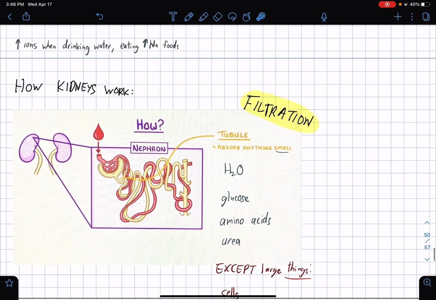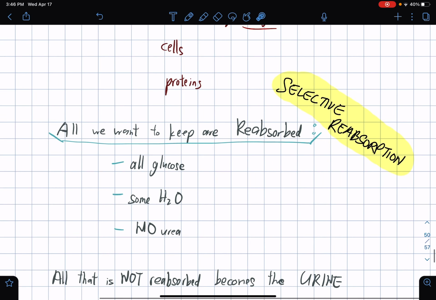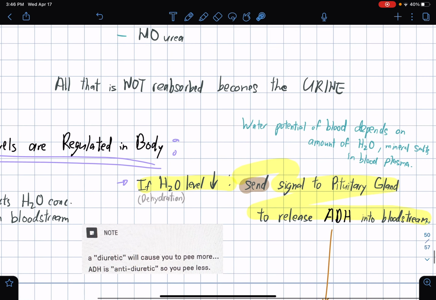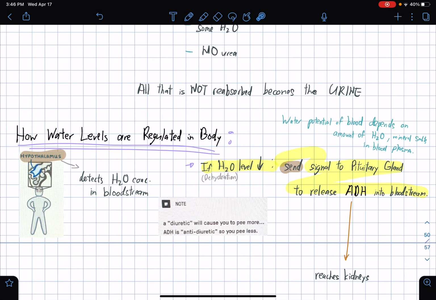So everything that we want to keep is reabsorbed. There is something called selective reabsorption. So all glucose is reabsorbed, some water is, and no urea is reabsorbed. All that is not reabsorbed becomes the urine. That's one thing to remember.